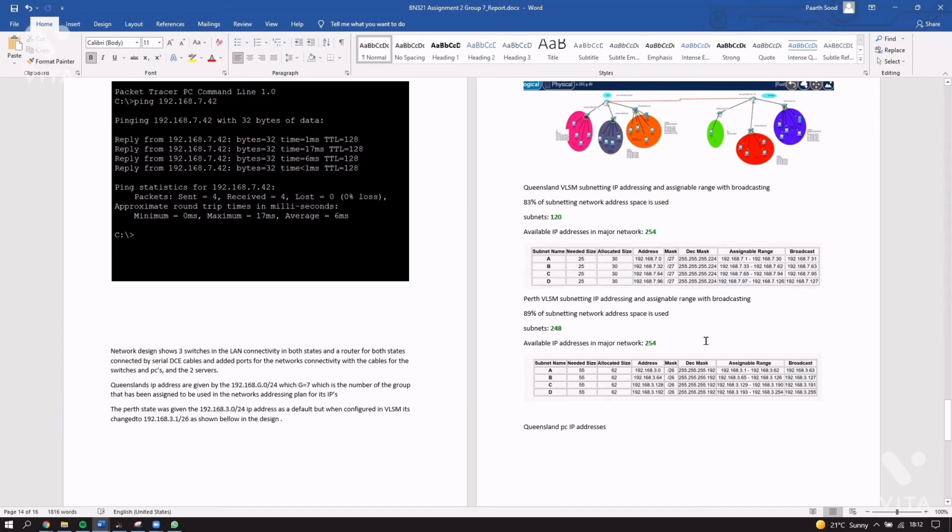And the major networks were the 254 masks, as well as 254 for Perth and Queensland. And that's pretty much it.